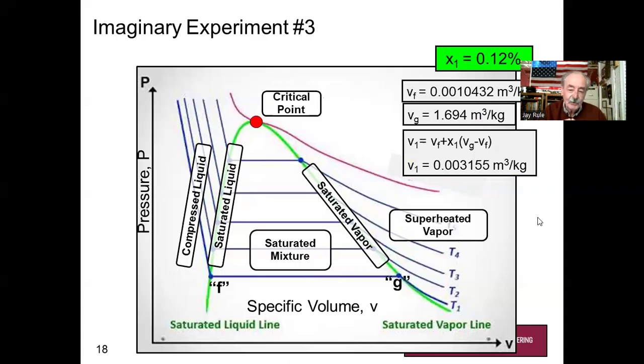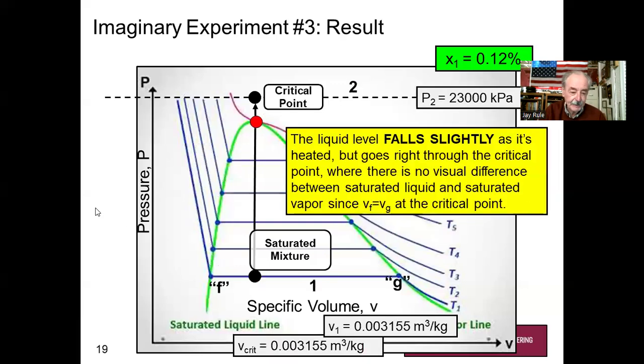Let's say that X1 is 0.12%. In other words, just a little more than 0.1%. Let's do the math and calculate the specific volume, V1 equals V2. It's 0.003155. That number sounds familiar. Okay, let's see where we land under the vapor dome.